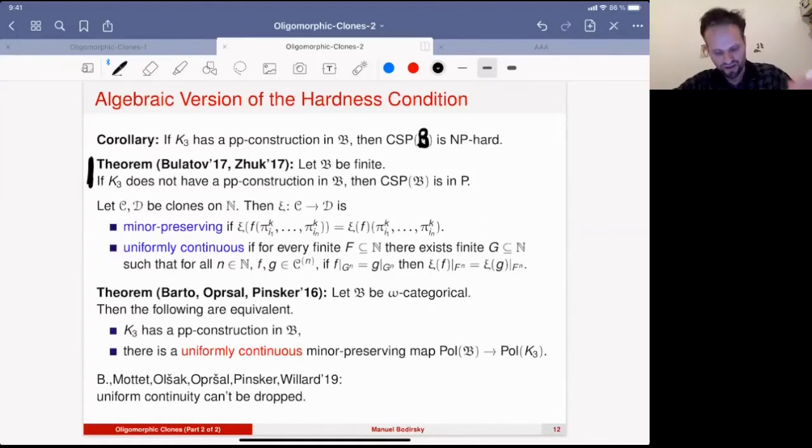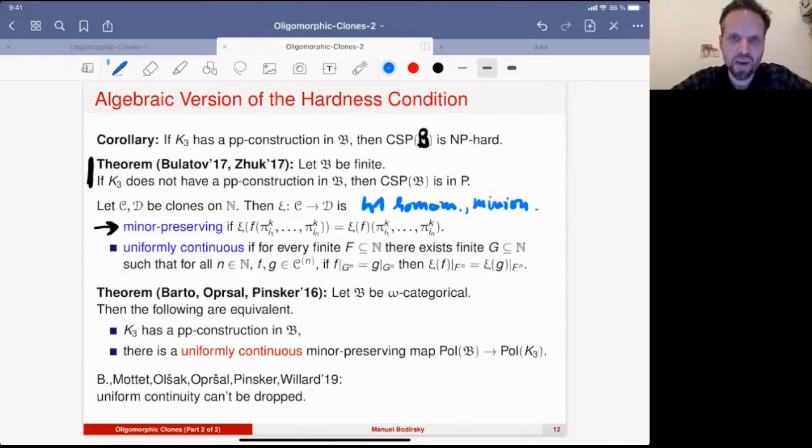Okay, well, what's the algebraic version? We have already seen this concept in the talk of Jakub Opršal, but he used a different name. There are actually various names in the literature. So there's h1 homomorphism. Then there is minion homomorphism. And I also like minor-preserving map, because that's actually what they do. These are maps between clones or between sets of functions, but in this talk, only function clones. So maps that map the operations of one clone to the operations of the other clone so that minor taking is preserved. You know, composition with projections, basically, is preserved.